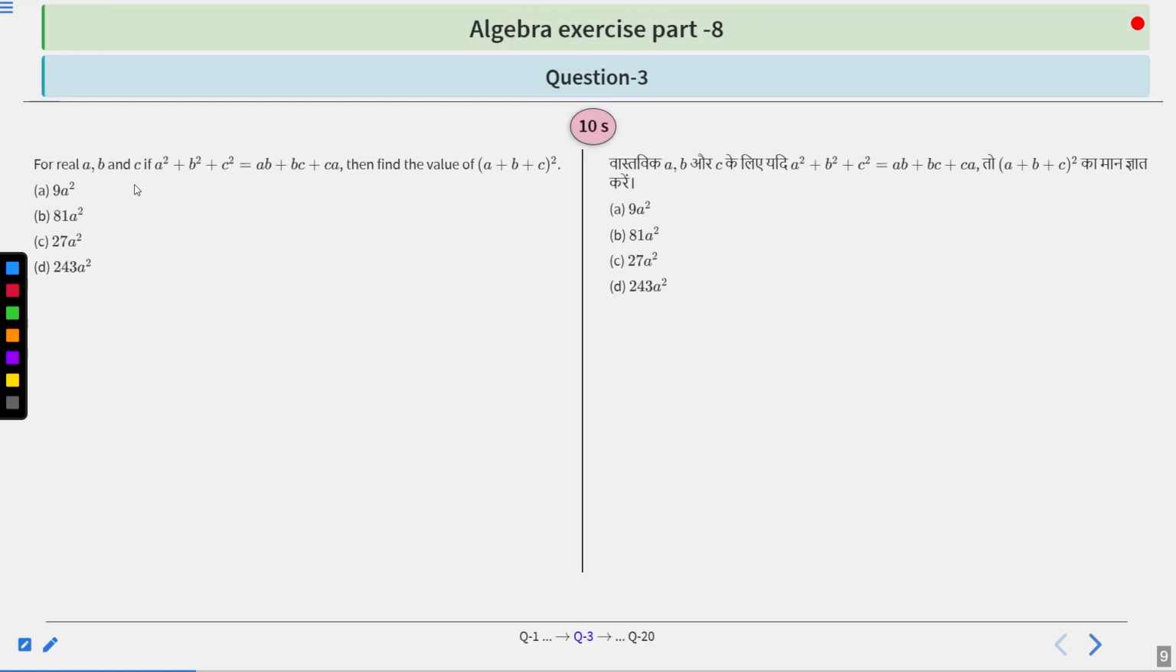Next, for real a, b and c, if a² + b² + c² is equal to ab + bc + ca, then find the value of (a + b + c)². And options are option A, 9a², option B, 81a², option C, 27a², and option D, 243a². These are the options. And I'm giving you 10 seconds to find out the correct answer. After that, I will do the solution for you.